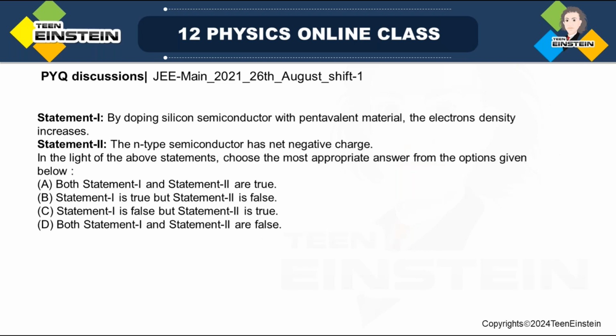This is not a problem, this is a statement. We have to find out which one is true and which one is wrong. So by doping silicon semiconductor with pentavalent material, electron density increases. It is true because silicon has 4 valence, it is tetravalent. Silicon has 4 valence state.